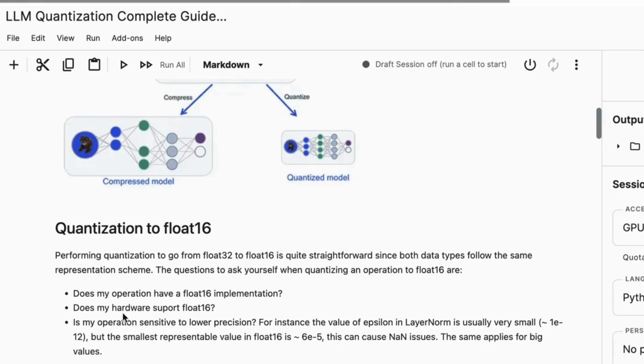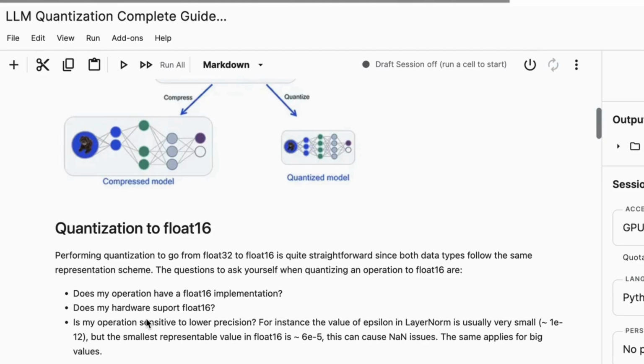But we need to ask these kinds of questions first before doing any kind of quantization. Does my operation have a float 16 implementation? Does my hardware support float 16? Or is my operation sensitive to lower precision?